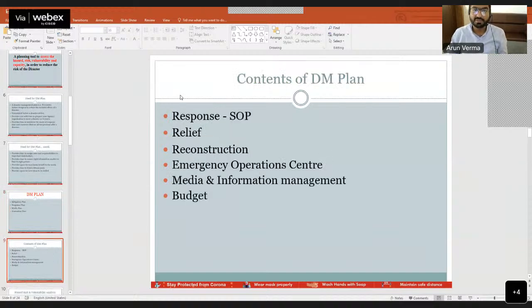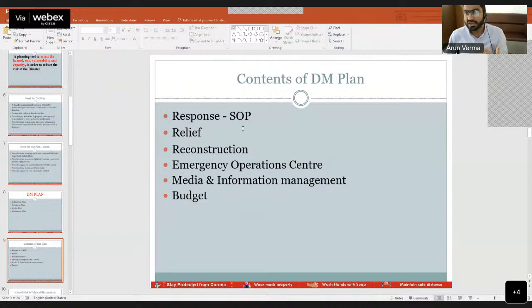Another thing is the response content of a DM plan. It may vary depending on the plan and whom we are making it for. If we are making it for a university, a department, or the ministries of the Government of India or the respective state governments, we should keep these things in mind.